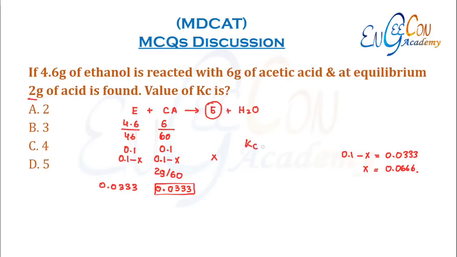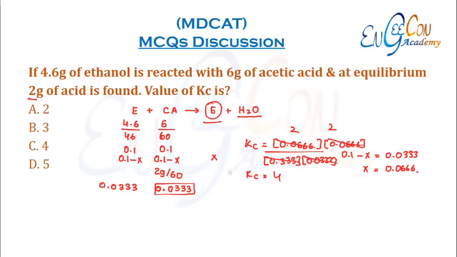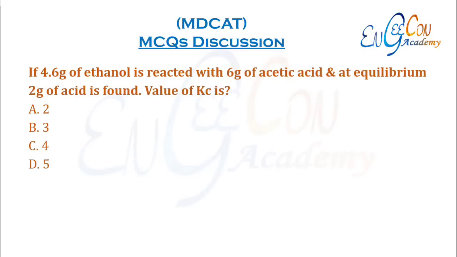So now Kc is equal to the concentration of ester, which is equal to 0.0666, divided by the concentration of ethanol and acetic acid. So we take 0.0333, 0.0333. Now if the concentration of ester is 0.0666, then that of water is also the same. Now here we cancel them out. So Kc is equal to 4. So C is the correct option.